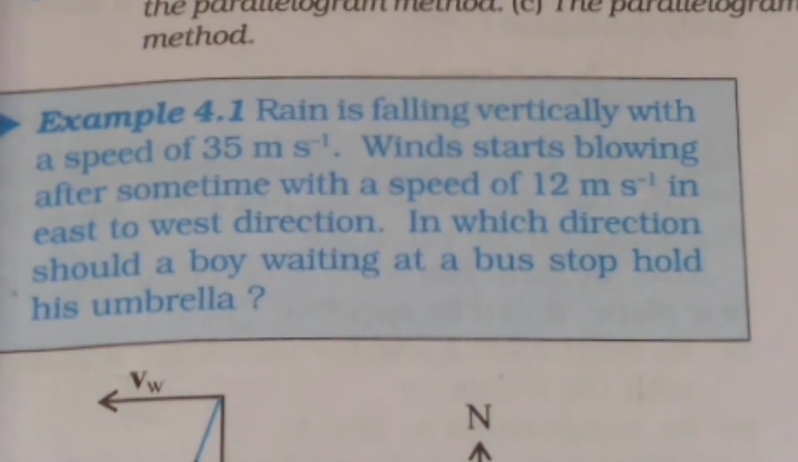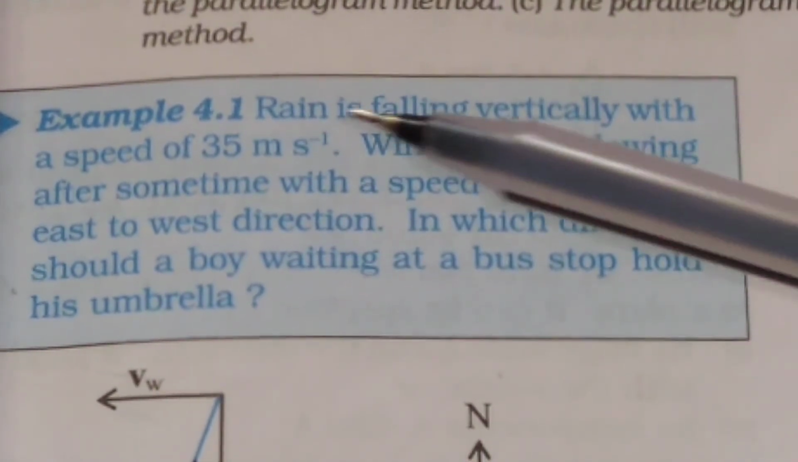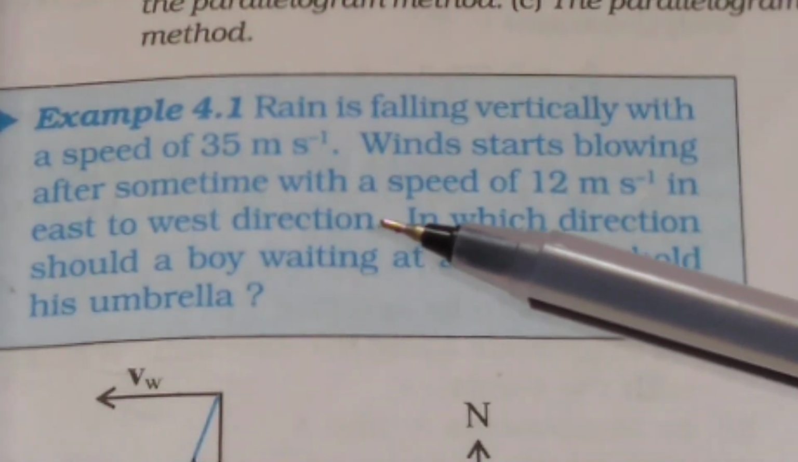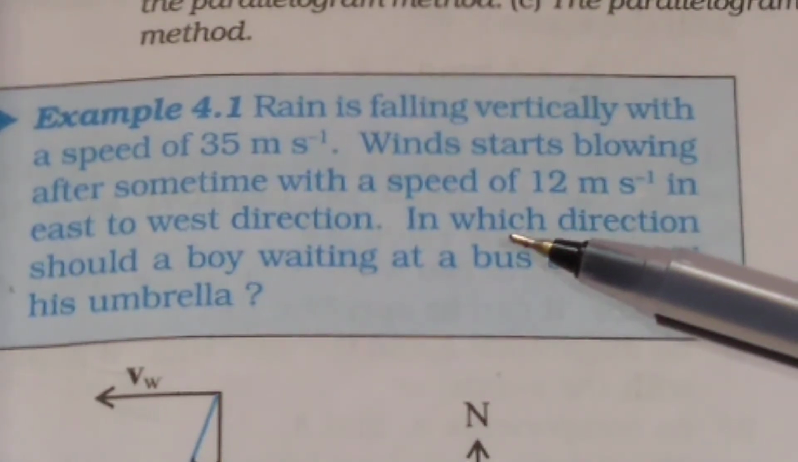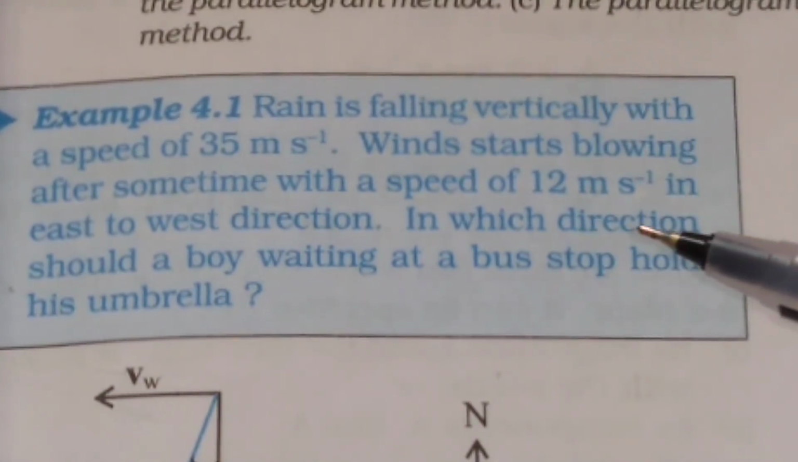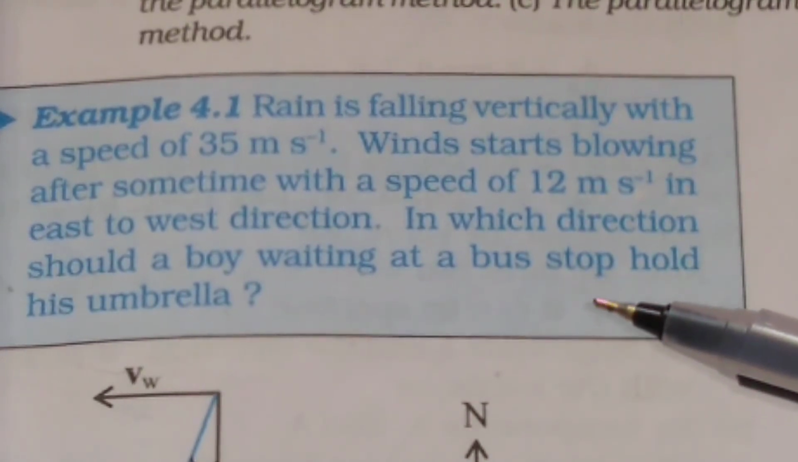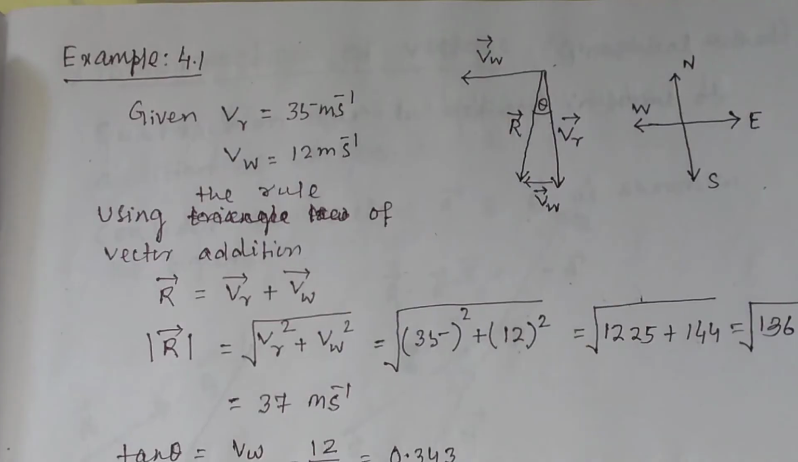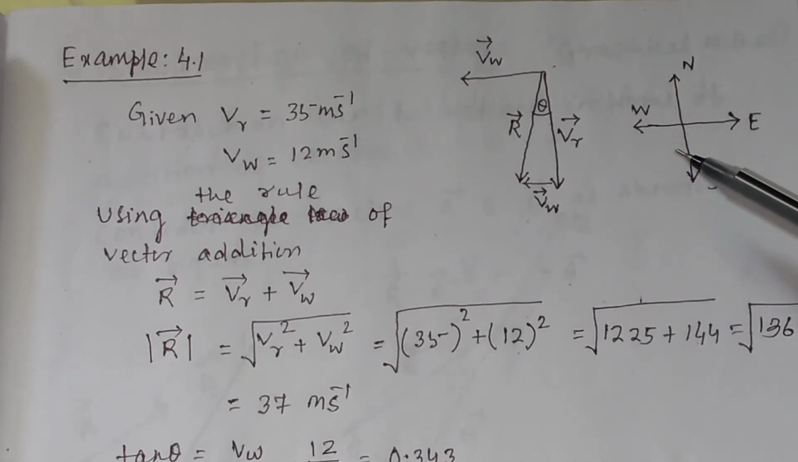Now let us work out example 4.1. Rain is falling vertically with a speed of 35 meter per second. Wind starts blowing after some time with a speed of 12 meter per second in east to west direction. Then in which direction should a boy waiting at a bus stop hold his umbrella? So consider the directions as shown in the figure. Suppose this is east, this is west, this is north and this is south.